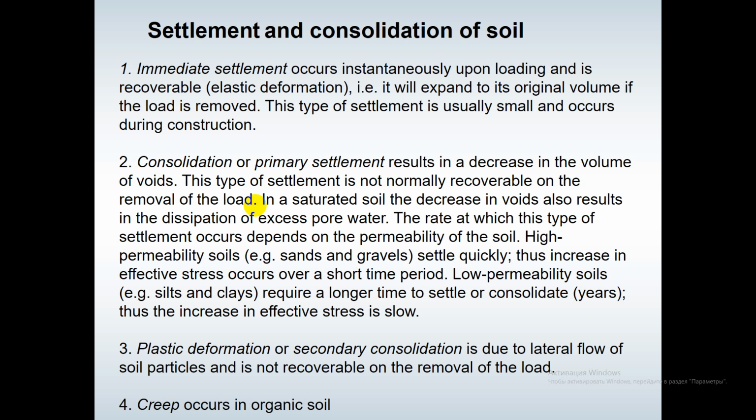Of these four types of compression, the greatest contribution to the settlement of a structure is generally consolidation or primary settlement.